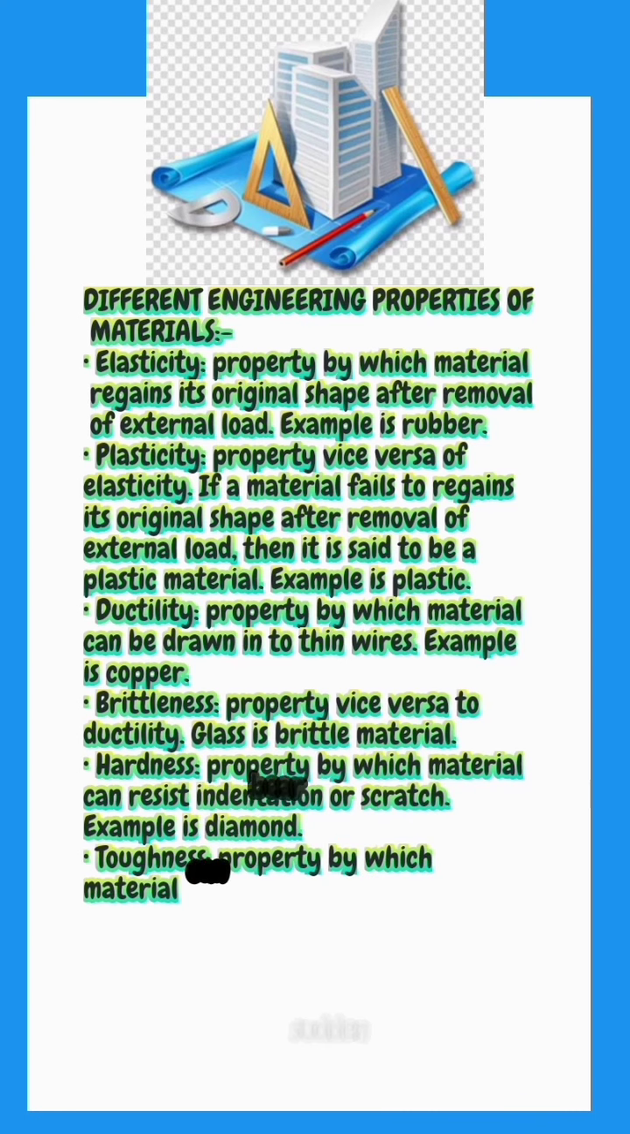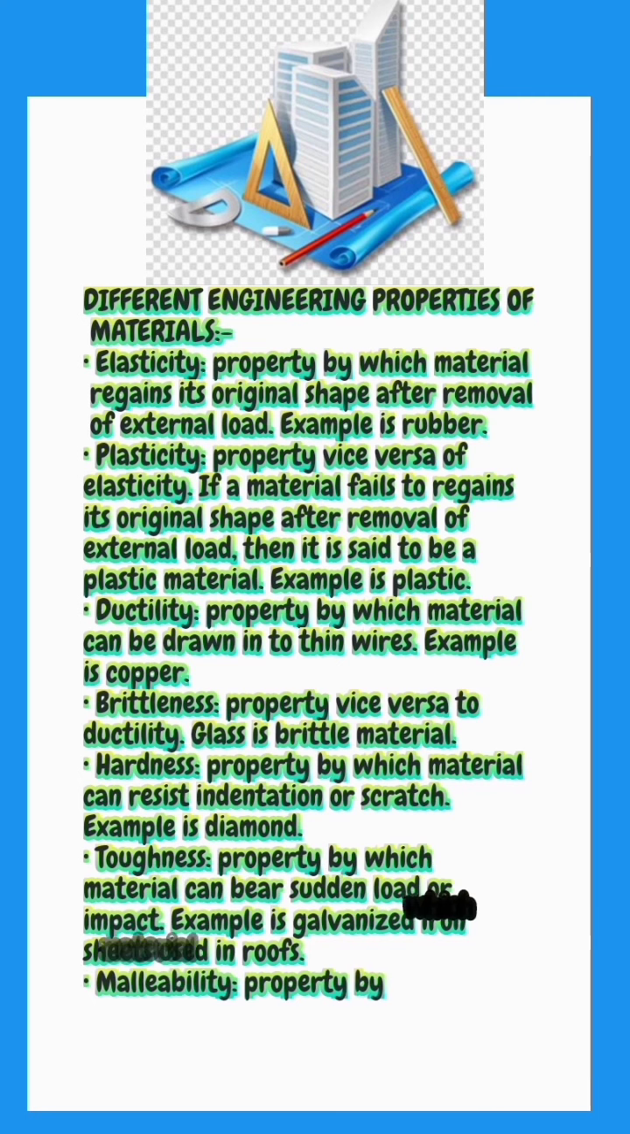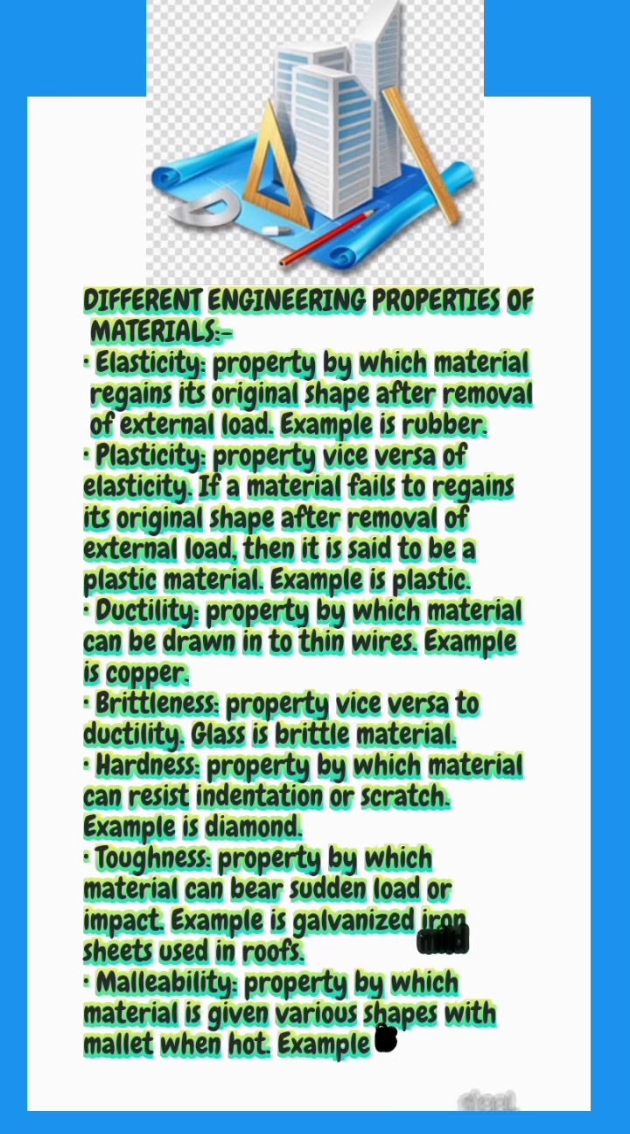Brittleness. Property vice versa to ductility. Glass is brittle material. Hardness. Property by which material can resist indentation or scratch. Example is diamond. Toughness. Property by which material can bear sudden load or impact. Example is galvanized iron sheets used in roofs. Malleability. Property by which material is given various shapes with mallet when hot. Example is mild steel.